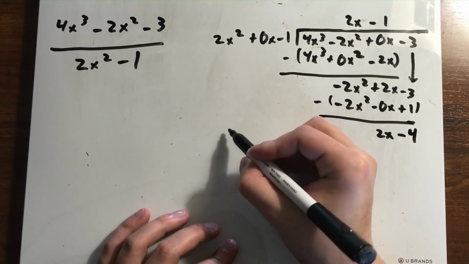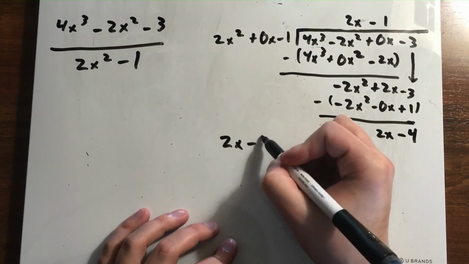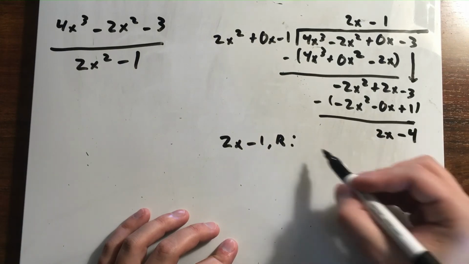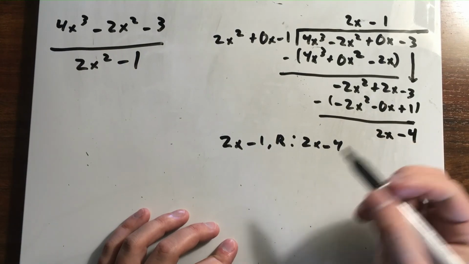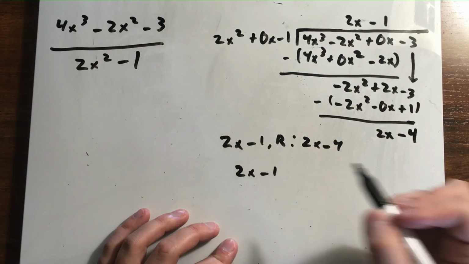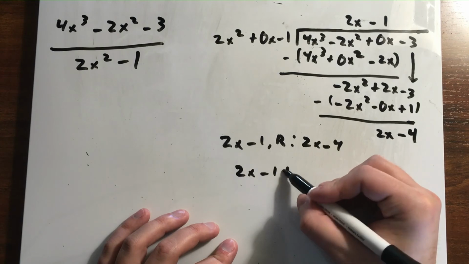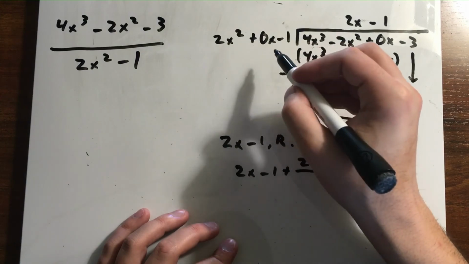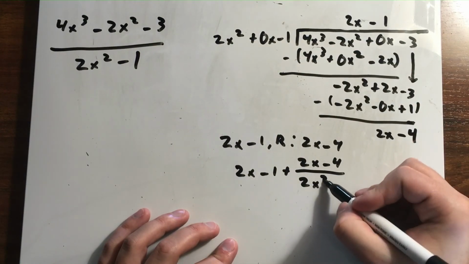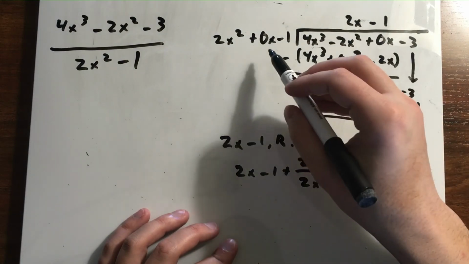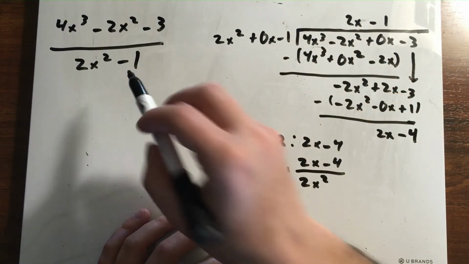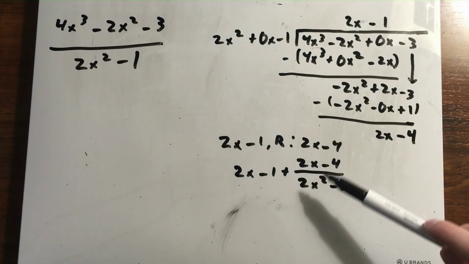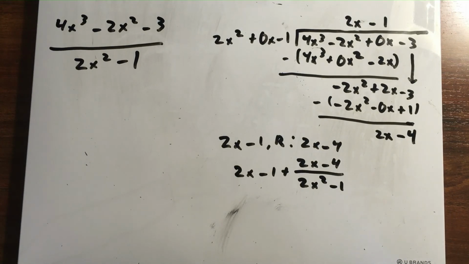So the answer will be written out like 2x minus 1 remainder of 2x minus 4, or 2x minus 1 plus 2x minus 4 over 2x squared. For this part, you wouldn't have to put the 0x in there. We just did that to try to solve the problem. So just 2x squared minus 1. So those are the two different ways you could write this out. Any questions? Comment below.